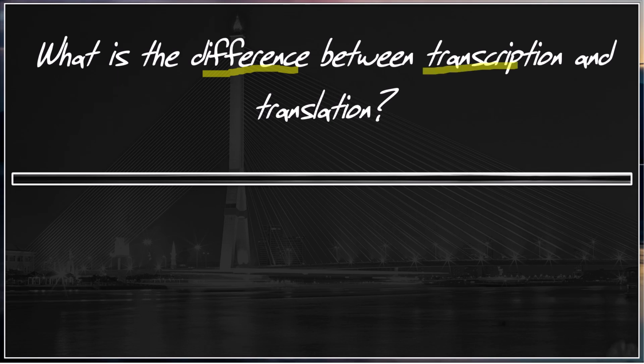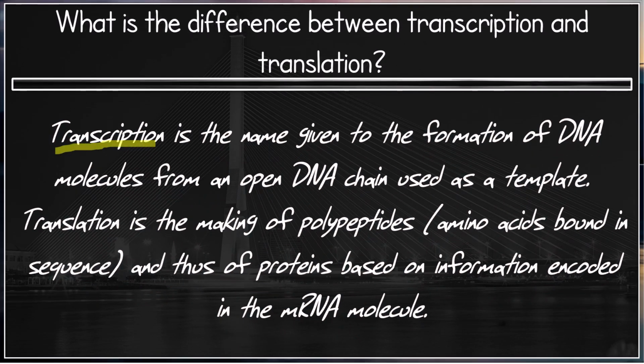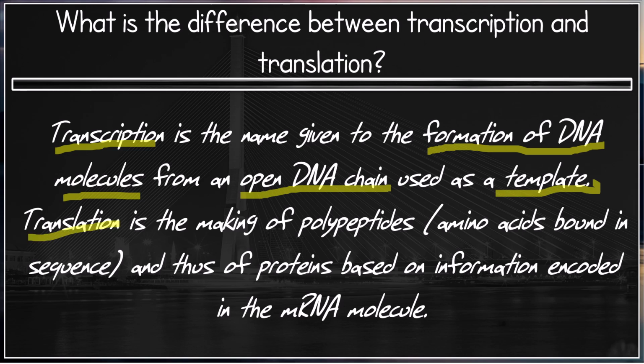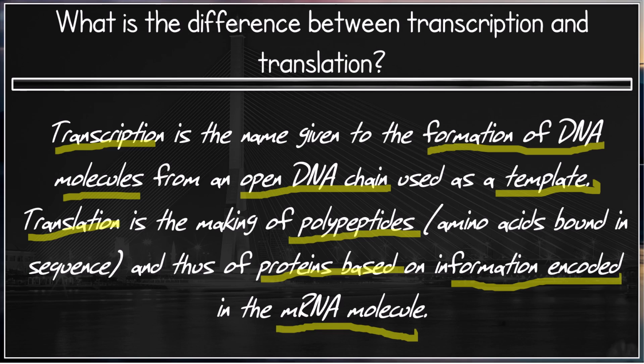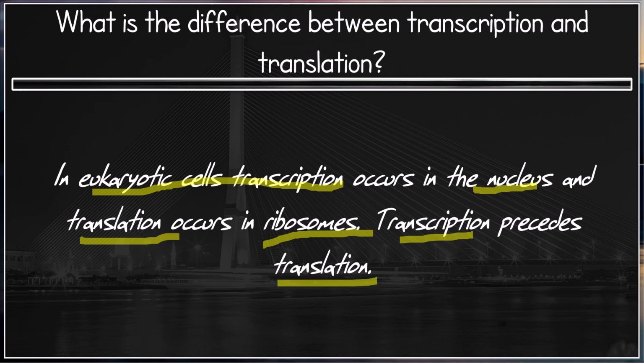What is the difference between transcription and translation? Transcription is the name given to the copying of information of DNA molecules from an open DNA chain used as a template. Translation is the making of polypeptides, those are amino acids bound in sequence and thus protein, based on information encoded in the messenger RNA molecule. In eukaryotic cells, transcription occurs in the nucleus and translation occurs in the ribosomes. Transcription precedes translation.